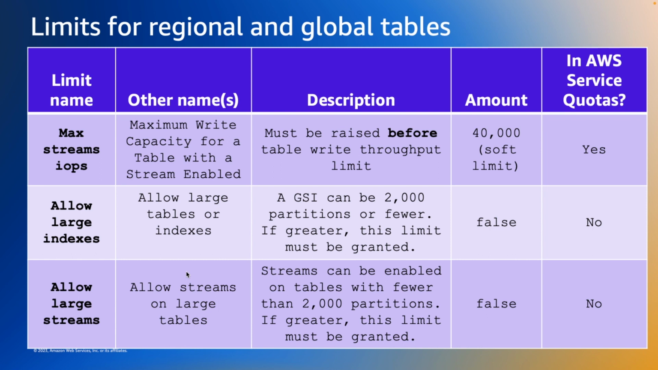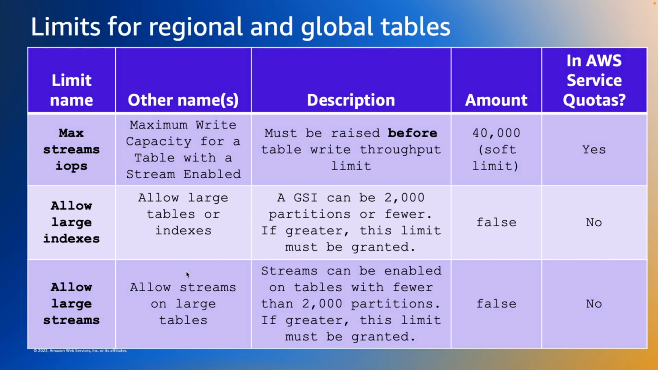A GSI, we desire that to be less than 2,000 partitions. It can certainly be much, much larger. We have huge, massive global secondary indexes with many, many partitions. But if you want more than 2,000, you need the allow large indexes or tables flag to be turned on. It's a Boolean, true or false, by default false. As well, if you have a global table, global tables need streams enabled. In order to enable a stream on a quote-unquote large table with more than 2,000 partitions, you must get this done, and this will set the flag to true.